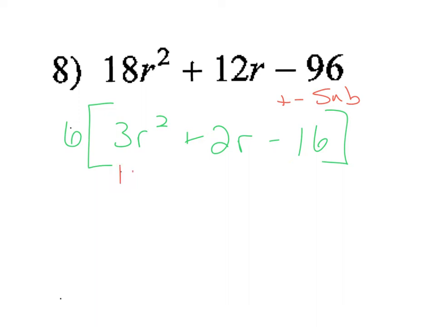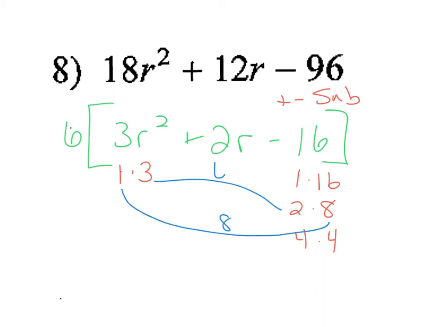Okay, so I'm going to start my list. 1 times 3, 1 times 16, 2 times 8, 4 times 4. So again, I'm going to do inside, outsides until I find a combination that works. And let's see here. Okay, so if I look here, 1 times 8 is 8. 3 times 2 is 6. And then to get a positive 2, I would need 8 positives and 6 negatives. Okay, so I think that looks like it's looking pretty good.